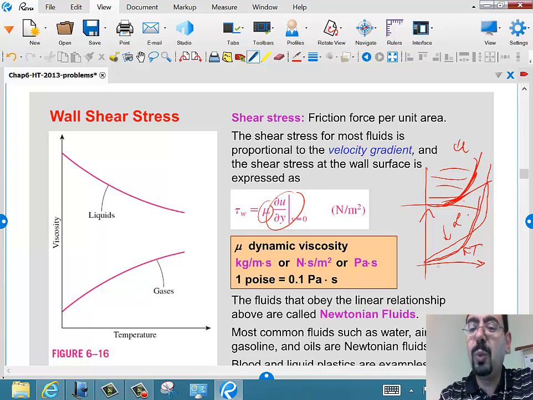So partial u partial y, if you are thinking that partial u partial y is this slope, you are wrong. Partial u partial y is this. Because it's as if I'm saying partial y partial x. Well, this is y and this is x. So the slope is really this. So partial u partial y is higher for the turbulent, meaning the shear stress is higher for the turbulent.